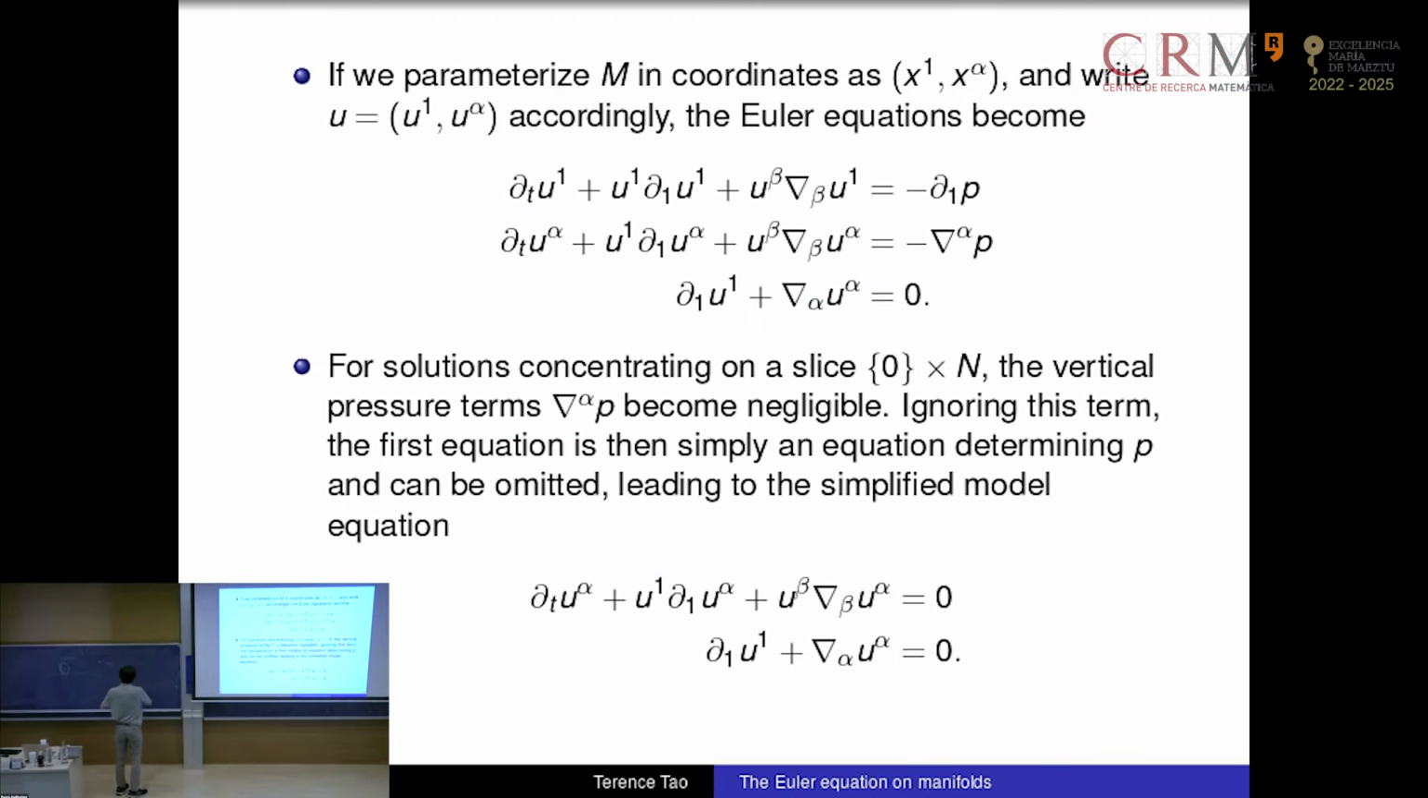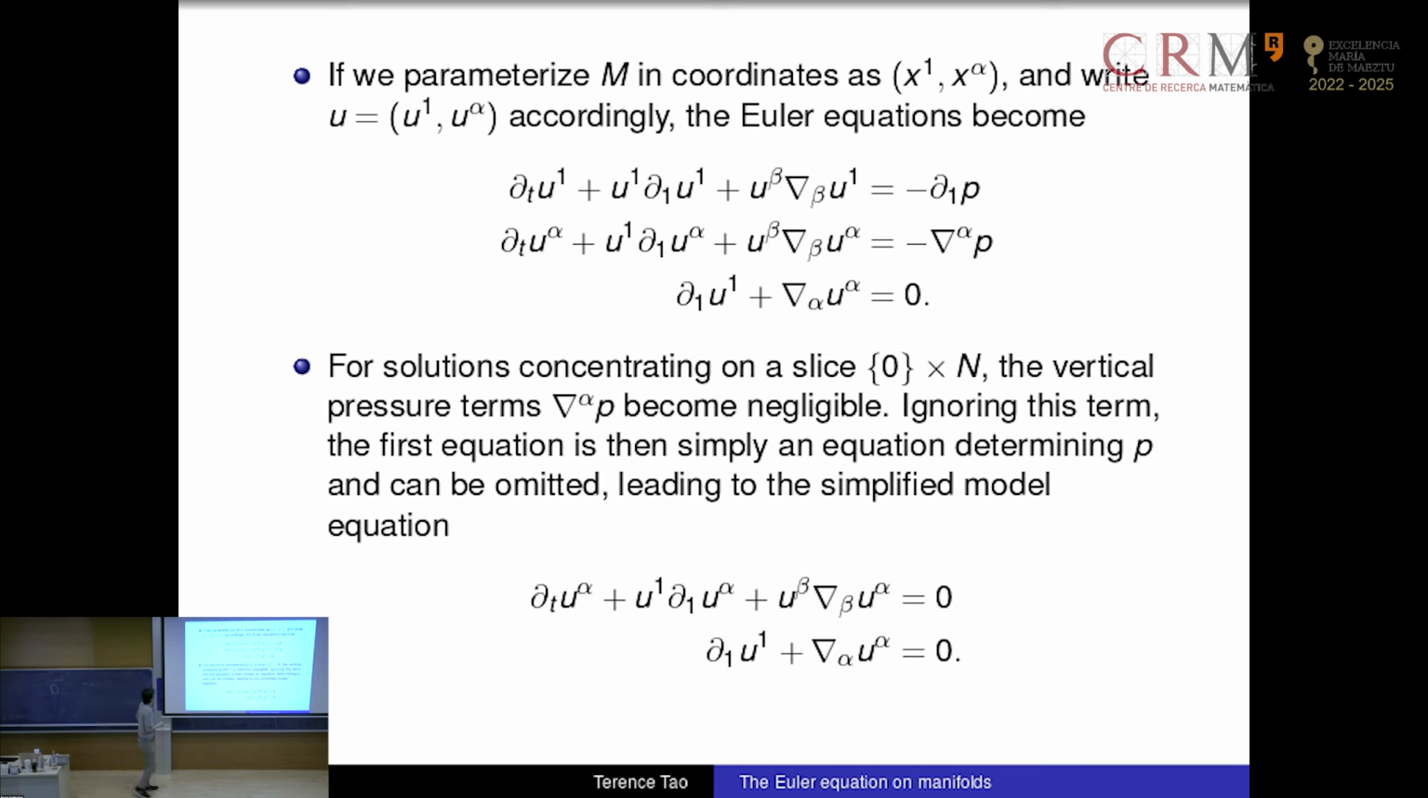So the orientation splits up very nicely. The horizontal velocity gets transported by itself and also by the vertical velocity, and the vertical velocity gets transported by itself and by the horizontal velocity. And there's pressure and there's a divergence-free condition like that. So you just write it out.